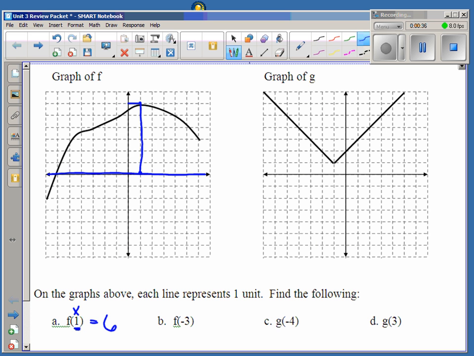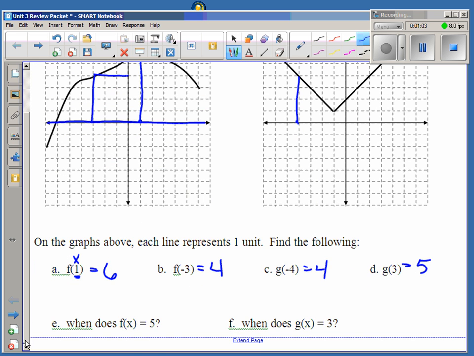F of negative 3 means x is negative 3. So I go on the x-axis to negative 3 up until I hit my graph. That value is 4. Now we go over to g of negative 4. I go over here, 1, 2, 3, 4. I go up, and that's positive 4. And g of 3, 1, 2, 3, 1, 2, 3, 4. I had to go up 5. So g of 3 is 5.